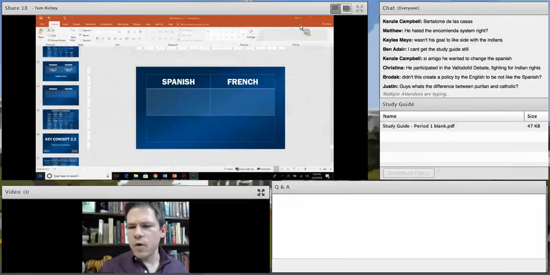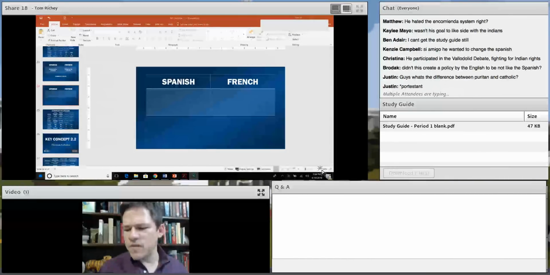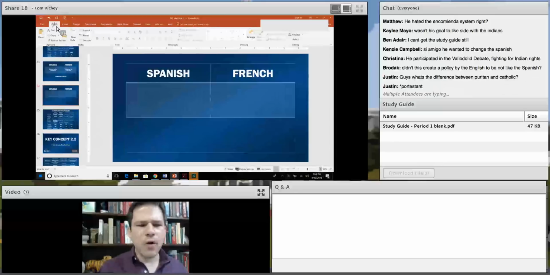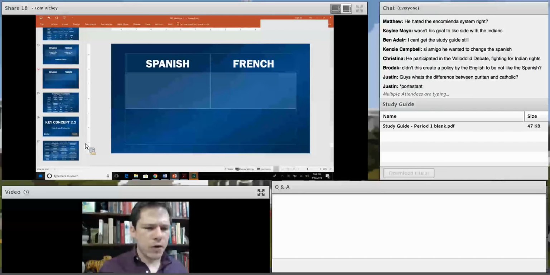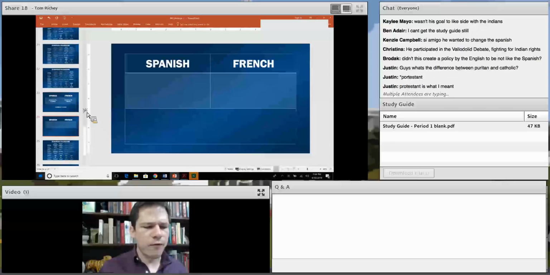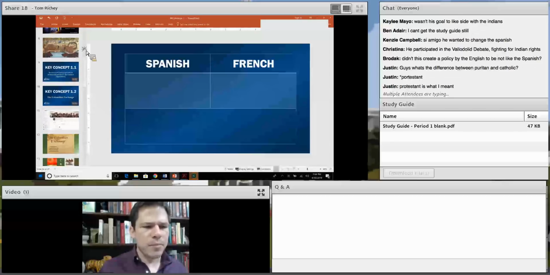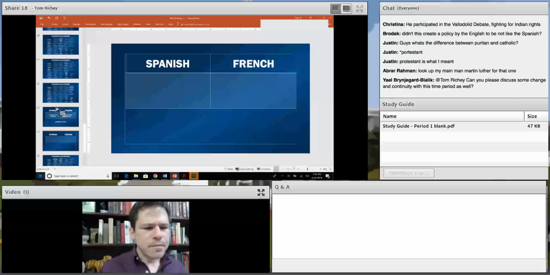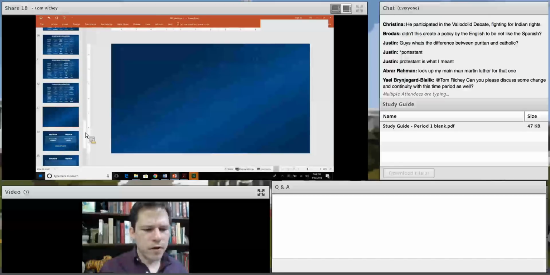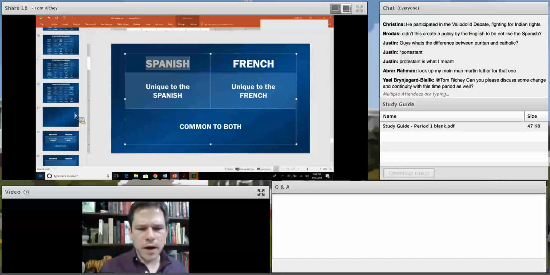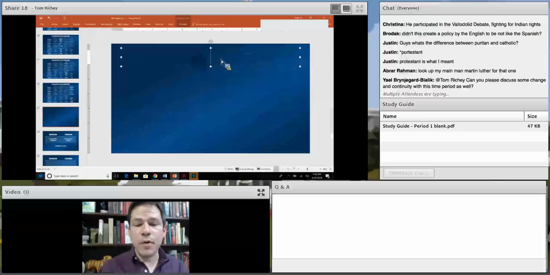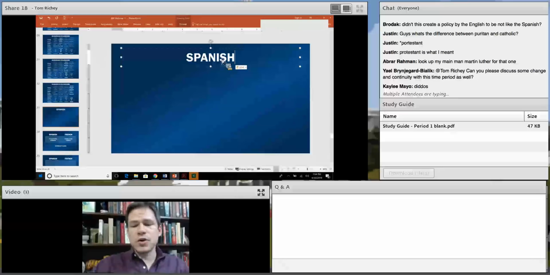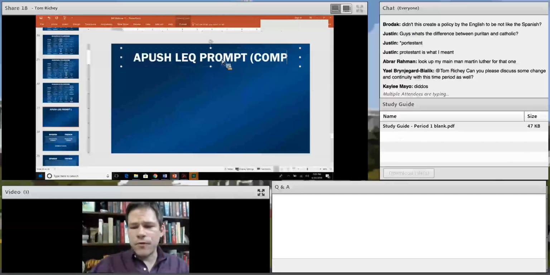But what I want to do here is demo how we would tackle an LEQ comparing European colonizers. Okay, so as far as the LEQ format here, let's see. I did not put that in here, but let me go ahead and add that. All right. So we're going to put up an LEQ prompt, and remember, this LEQ prompt can be comparison, causation, or continuity and change over time. Okay. So an APUSH LEQ prompt, and this is a comparison prompt.